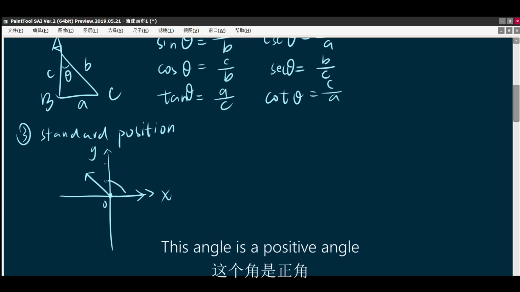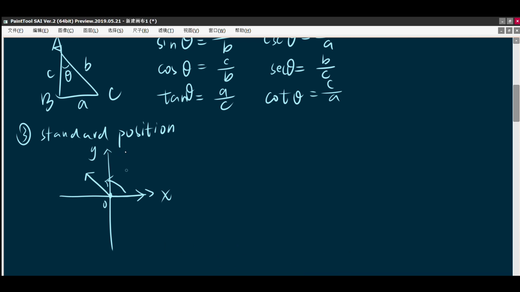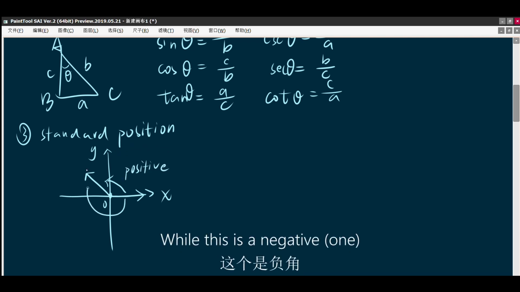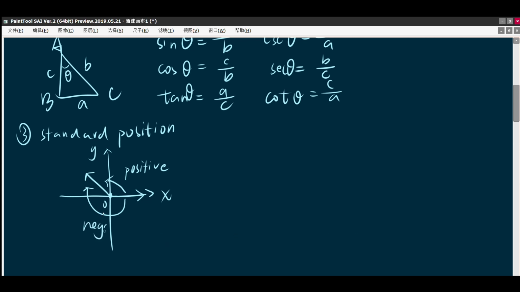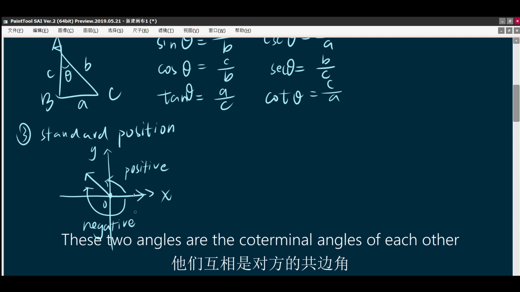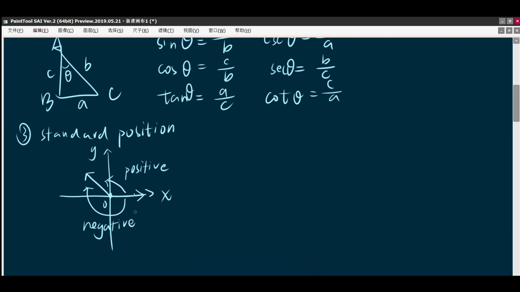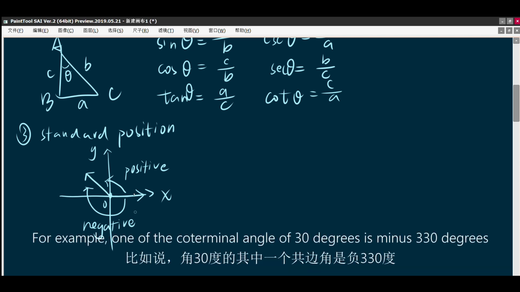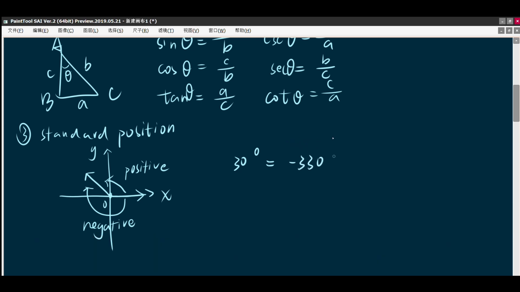This angle is a positive angle, while this is a negative. These two angles are the coterminal angles of each other. For example, one of the coterminal angles of 30 degrees is minus 330 degrees.